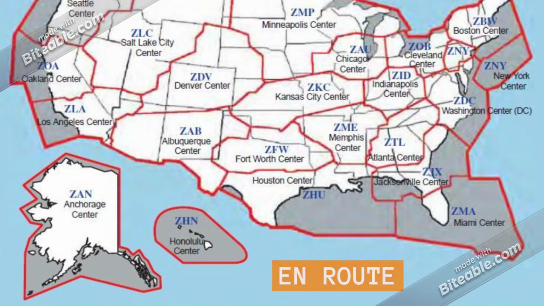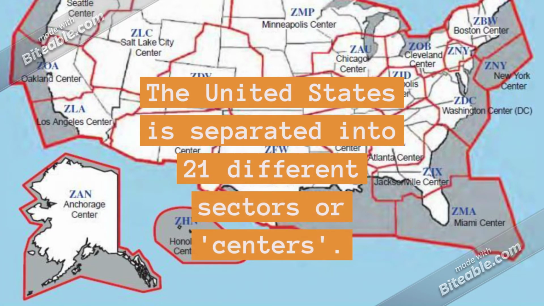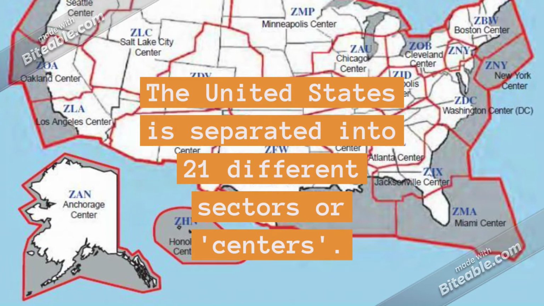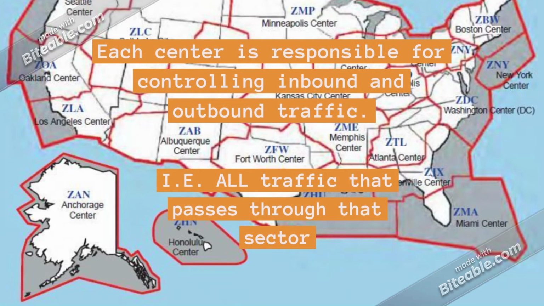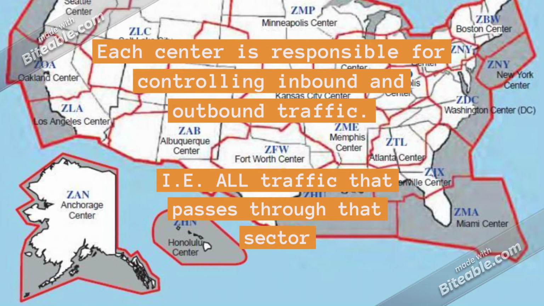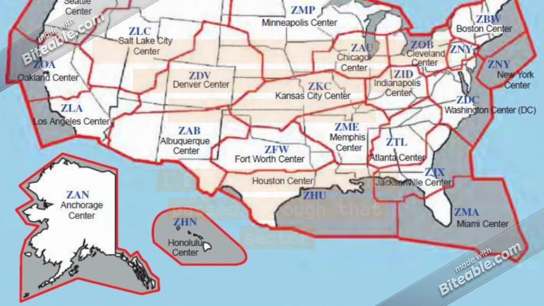Like I said before, the next step of the flight would be the en route part. In the United States, we are separated into 21 different sectors or centers, as pictured in the background. Each center is responsible for controlling inbound and outbound traffic. This means all traffic that passes through that sector.